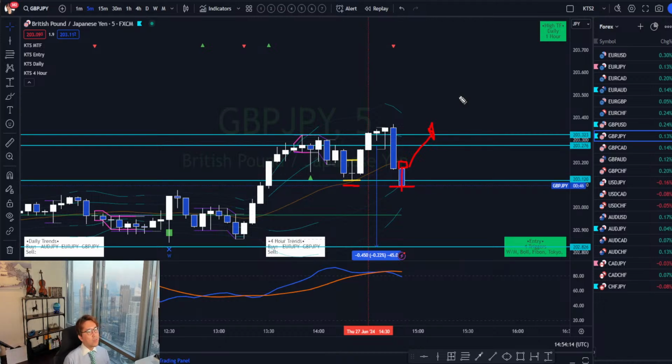Yeah. So yeah, let's see. It's about to close below the doji in 40 seconds.